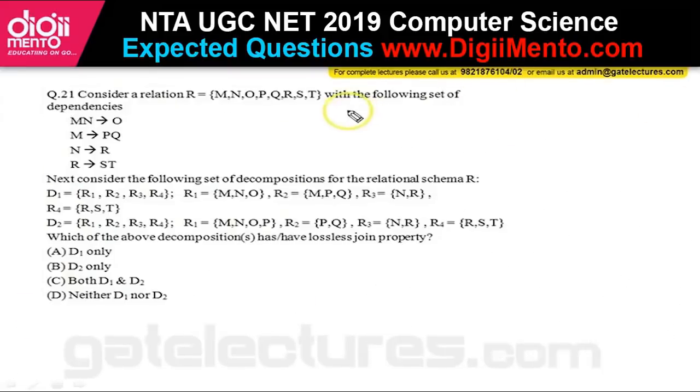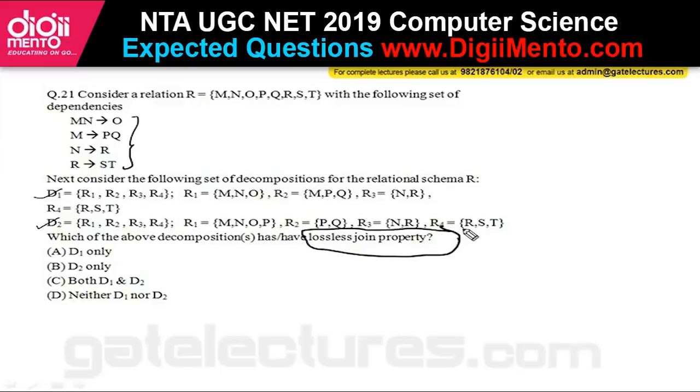So we have our next question. In this they are saying consider a relation R, and they have given us attributes M N O, P Q, R S T with the following set of dependencies. They are saying next consider the following set of decompositions for the relation schema R. So they have given us D1 and D2, and they have shown us how the tables are divided. They are saying which of the following decompositions have lossless join property. Okay, so it should be lossless decomposition basically.